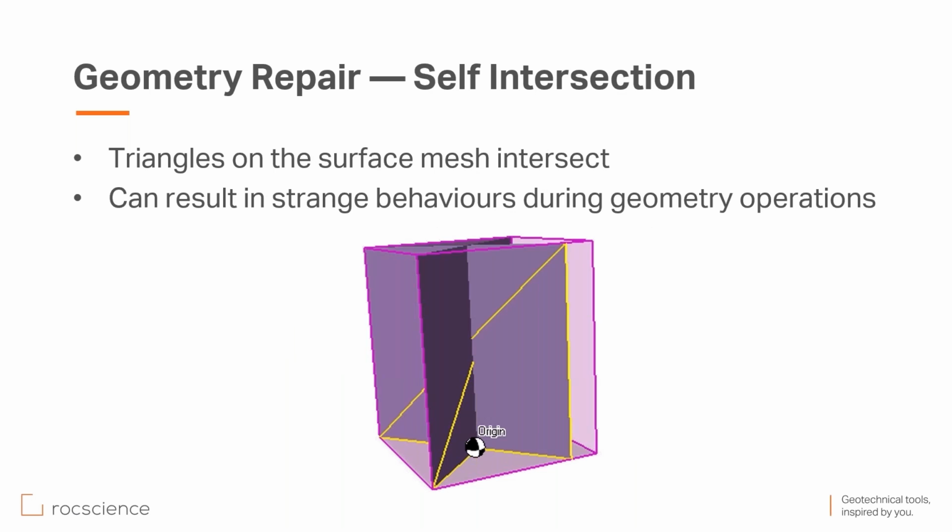The second last one here is self-intersection. This is anytime two triangles on the surface mesh intersect. And this is just not a supported format for geometry to be in, so it'll cause strange behavior if you try and use that geometry in a variety of geometry operations.